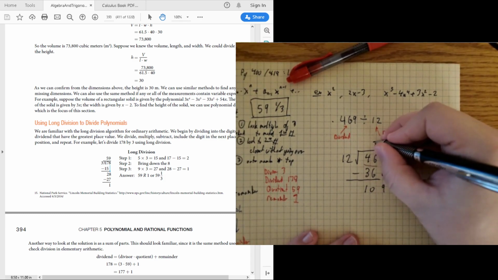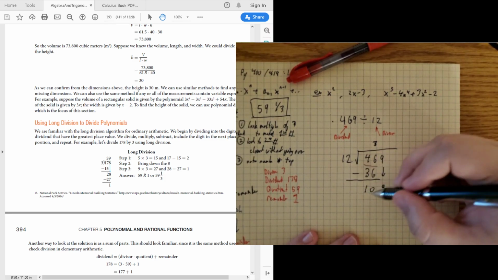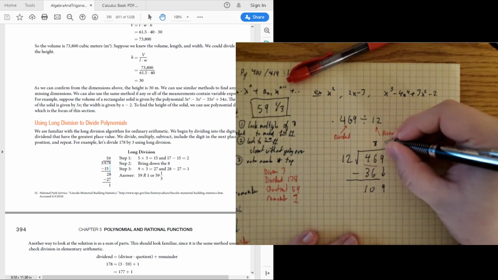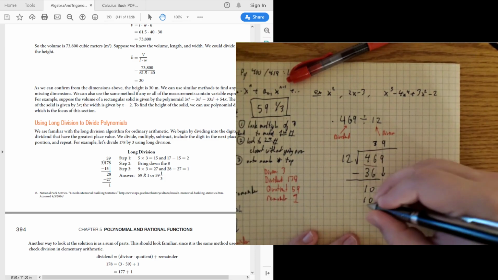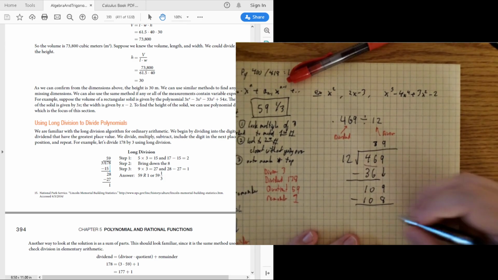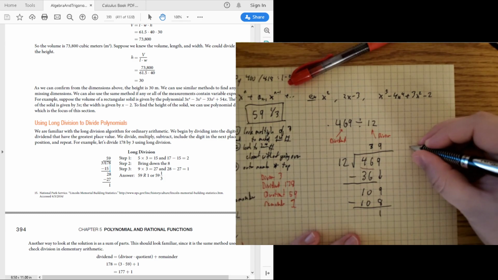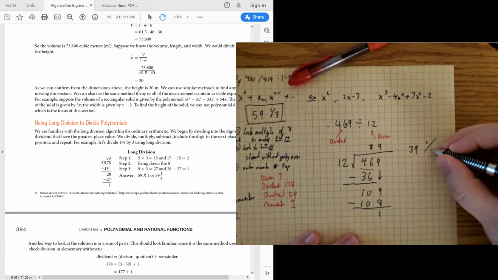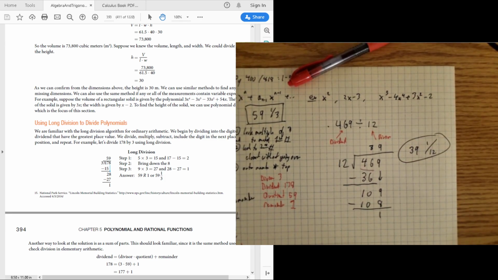And then we perform the same operation again. Notice that 12 does not go into 10, it does not go into 1, but it does go into 109. And it turns out it goes in there 9 times. 12 times 9 is 108. Subtract that result, leaving us with 1 left. And then we simply put the quotient, 39, the remainder over divisor, 39 and 1/12. This is how you do standard division when you don't have a calculator.